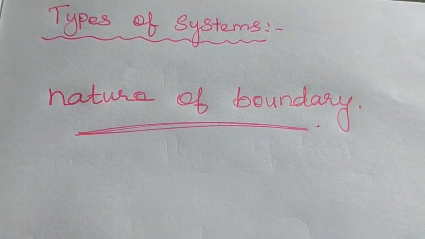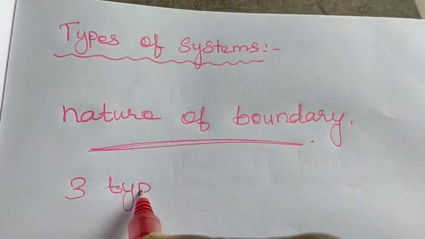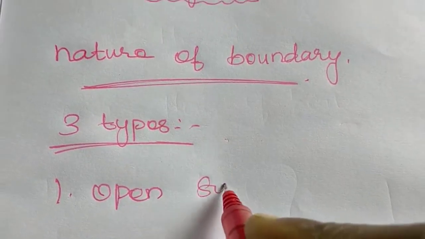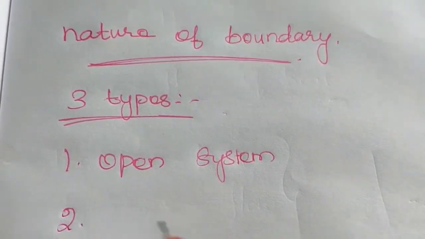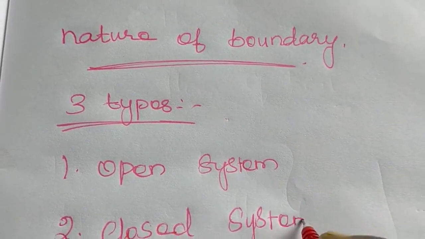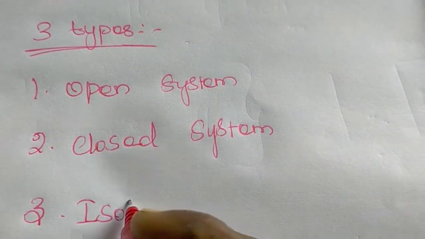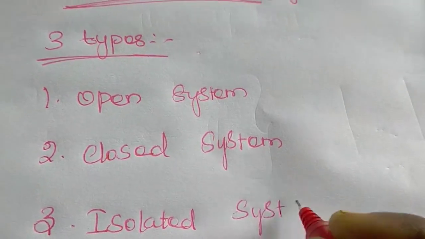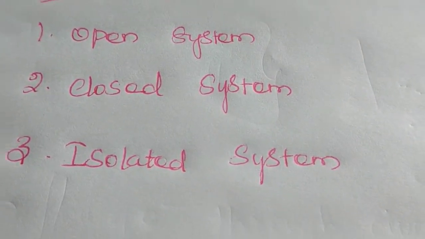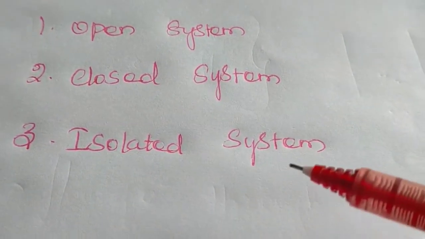So the system is divided, depending upon the nature of boundary, into three types. So what are the types? Open system is the first type, closed system is the second type, and the third type is isolated system. So the classification of system depending upon the nature of boundary divides into three types: open, closed and isolated system.